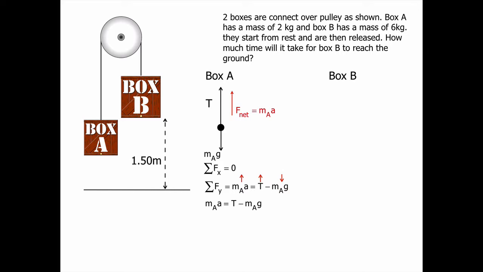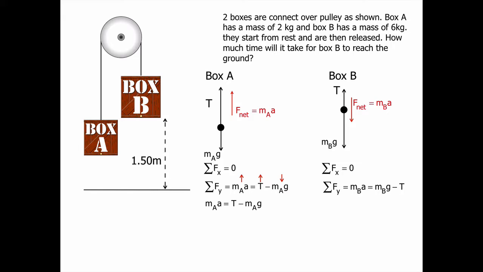Okay, let's take a look at box B, another free body diagram. I'll have tension going up, m_B times g going down, and box B is going to the ground, so its net force is going to go downwards. So it's m_B times a. These a's in these two free body diagrams are the same, but the forces are not because the boxes have different masses. Let's sum up the forces in the x direction. That's going to be equal to 0. In the y direction, that's going to be m_B times a equals m_B times g minus tension.